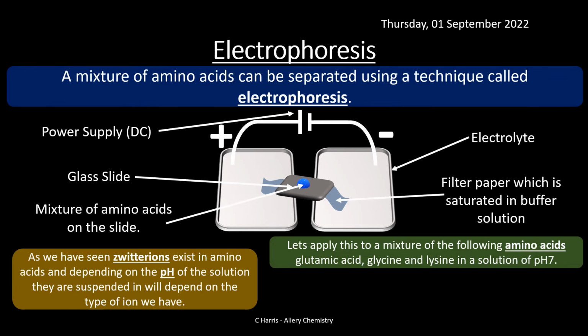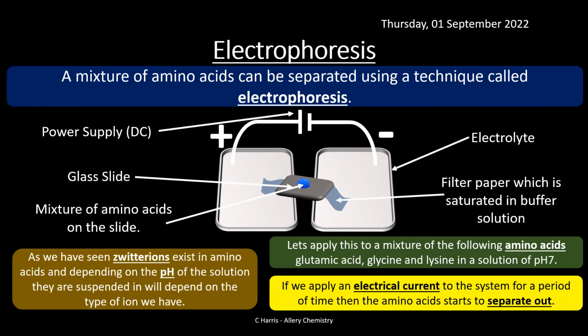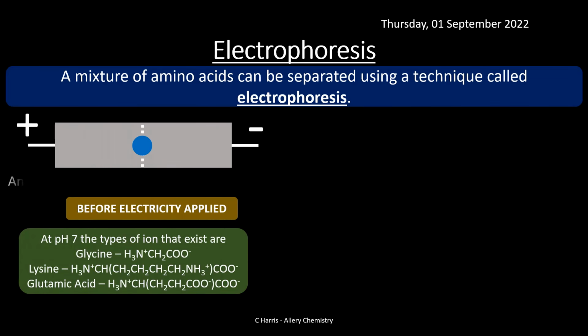So if we apply this to a mixture of the following amino acids, let's say glutamic acid, glycine, and lysine in a solution of pH 7, okay, so the buffer is there to keep that. And let's say if we apply electrical current to the system for a period of time, then the amino acids should start to separate out on the glass slide. So let's have a look.